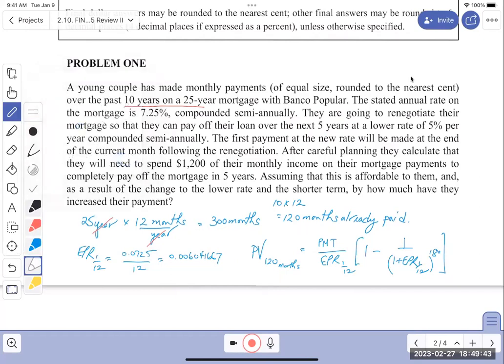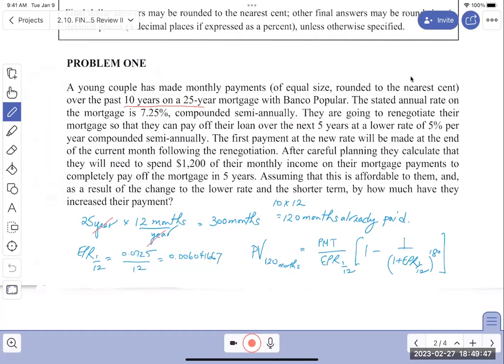Okay, so my question is, technically the payment will be at 1,200 since they're after couple planning, they calculate that they will need to spend 1,200 of their monthly income on their mortgage payments to completely pay off the mortgage in 5 years. But that's the new payment. This is the old payment. Oh, okay, so we're going backwards.